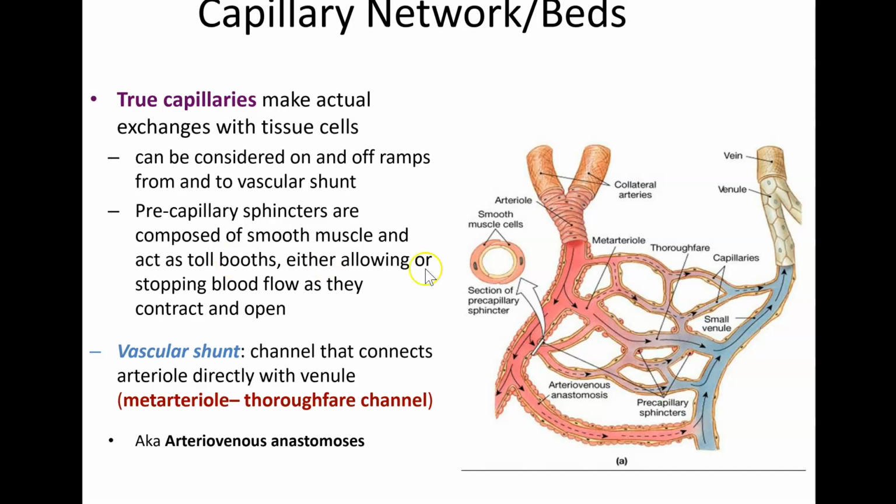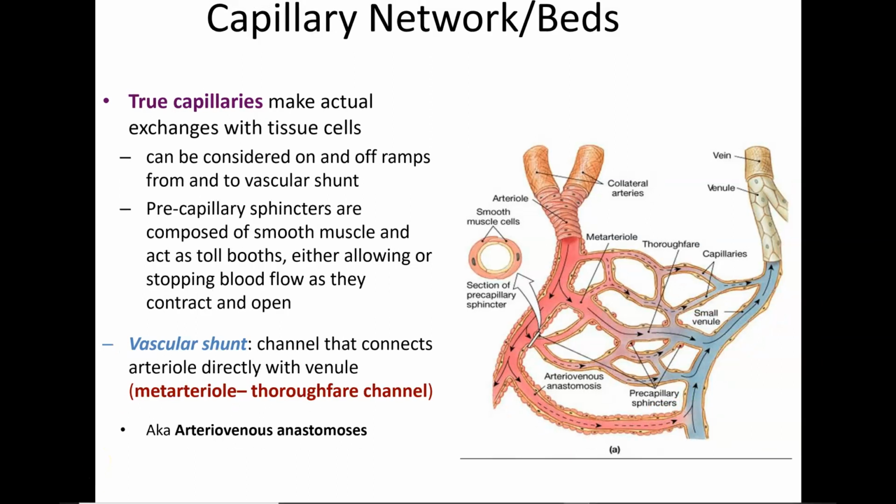When we have true capillaries, that means that our precapillary sphincters are not going to contract, and we have full flow from the arteriole through the full capillary network, and we are exchanging nutrients and waste with the tissue cells. These can be considered like on and off ramps from and to the vascular shunt. A vascular shunt would be when blood flows through the arteriole and it directly connects to the venule, so that we have that one-way direction of the blood flow.